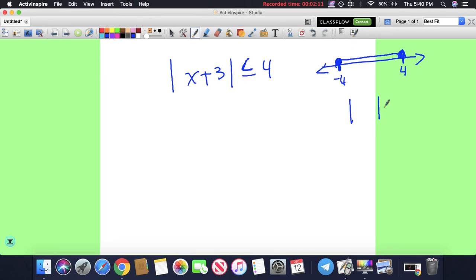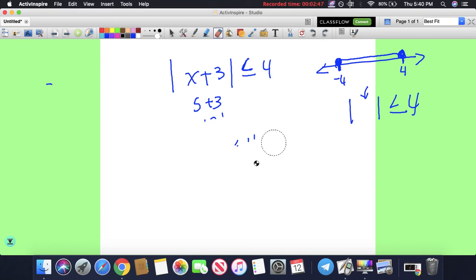So again, let me rephrase this. If I put any of these numbers between negative 4 and 4 in here, that would make that inequality true, right? So now we have to look for all the values of x that I can substitute in here to match that. Let's just for argument's sake pick x equals 5. If x equals 5, would this inequality hold true? Well, you're going to get 5 plus 3, which is 8. And the absolute value of 8 is 8. That's definitely not less than or equal to 4. So x equals 5 is not going to work.